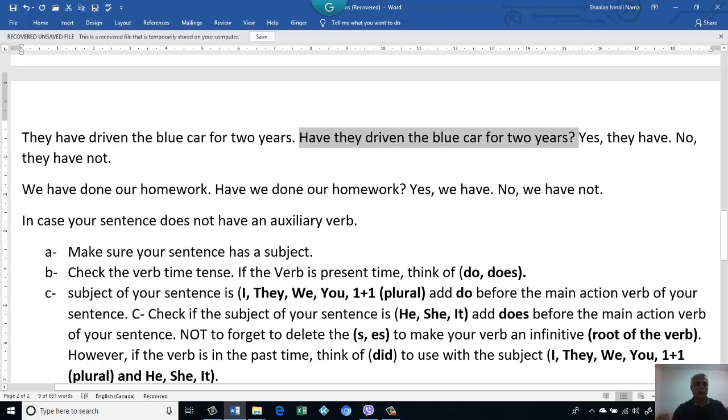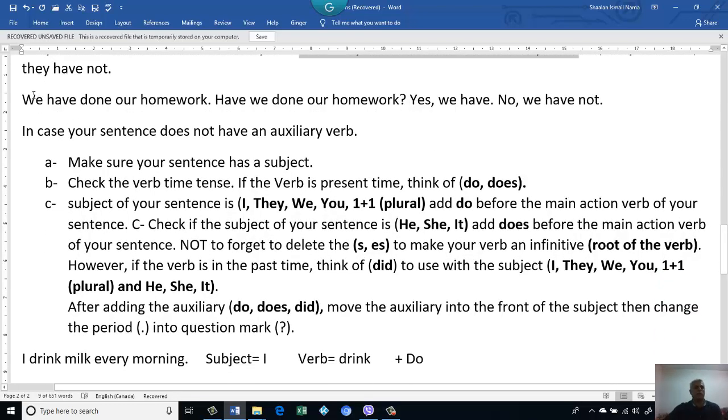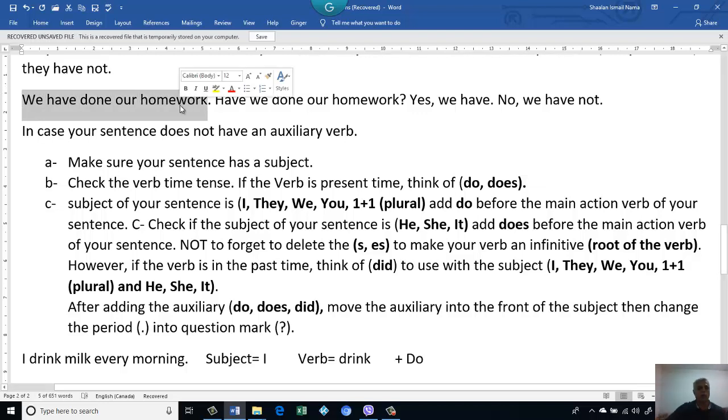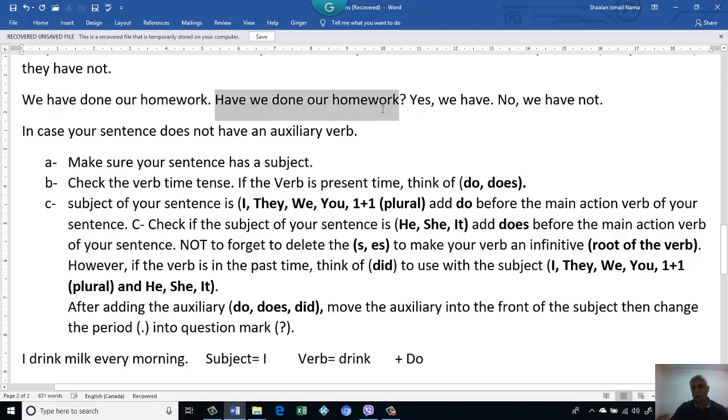And let's look at this one more sentence, and then let's see what we could do for the rest. We have done our homework. Do I have a subject? Yes, I do. Do I have auxiliary verb? Yes, have here is auxiliary verb. Then this is the past participle of the present perfect. Then how to make a question? We take have, put it in the front of the subject, as we did here. Have we done our homework? Question mark. Yes, we have, or no, we have not.